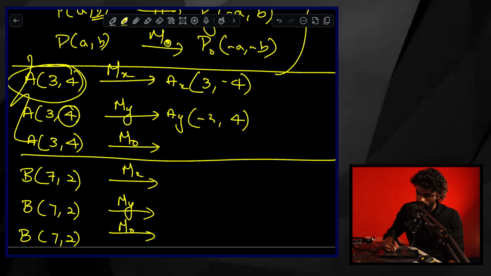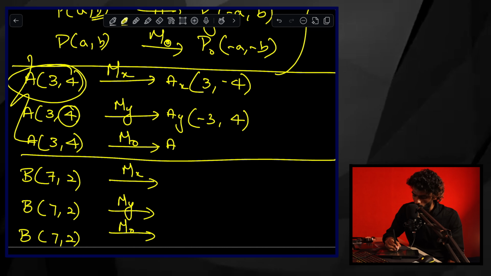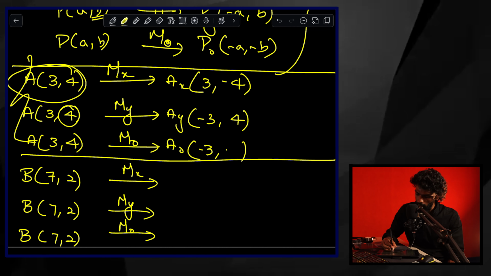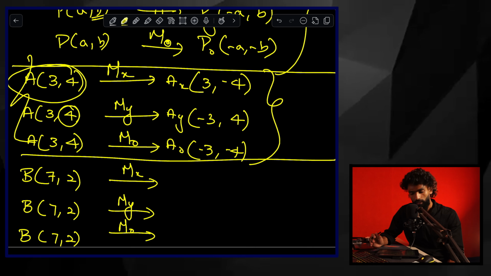The plus 3 becomes minus 3. MO, reflection through the origin. It becomes AO. It becomes minus 3, minus 4. Please look at the images. All the 3 are represented by 3 different letters because all the 3 are not the same points.